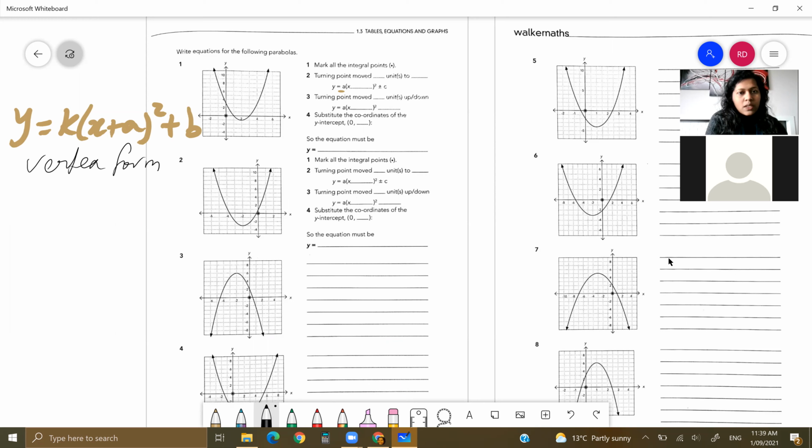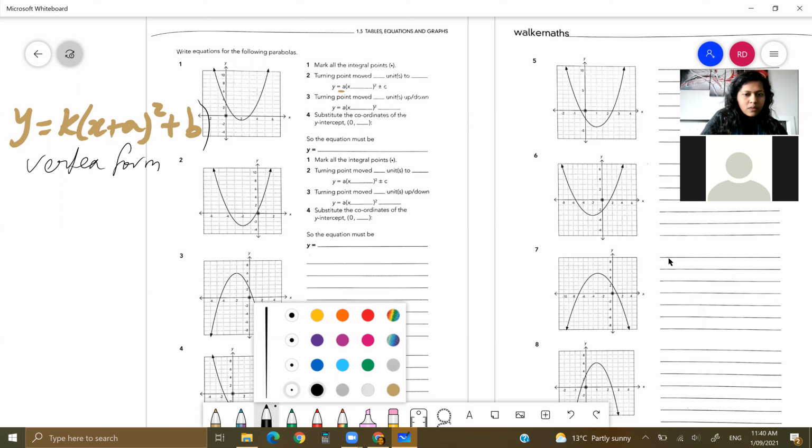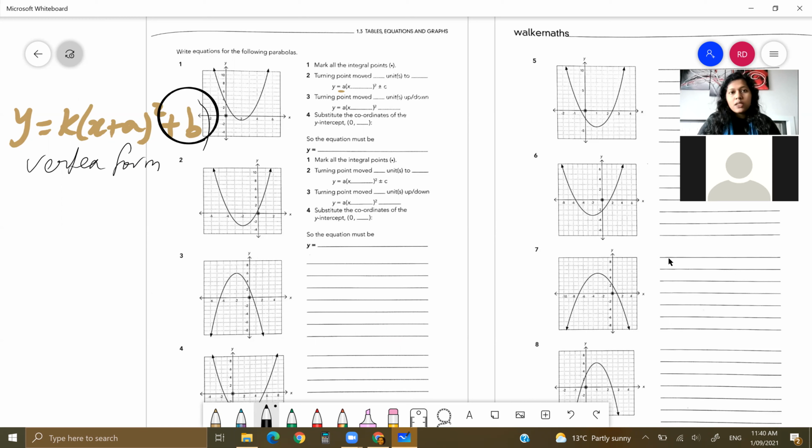The plus b is the vertical translation. If it's plus, it's up. If it's minus, it's down. It tells you the y coordinate. The number inside the bracket tells you the x coordinate, but the opposite. So if it's plus a, it means minus, and if it's minus, it means plus.